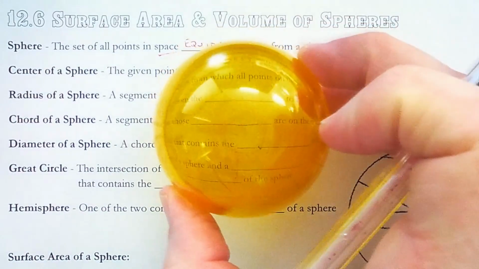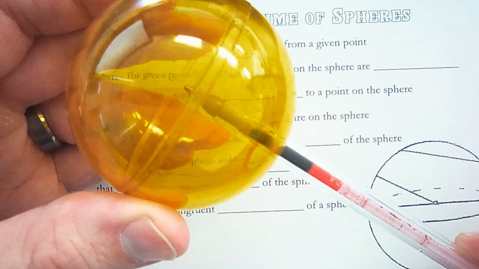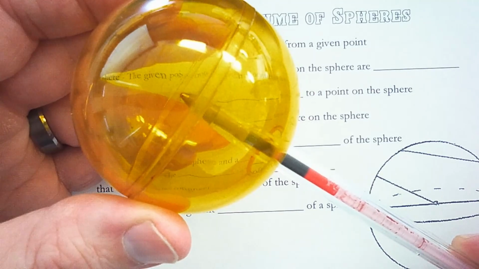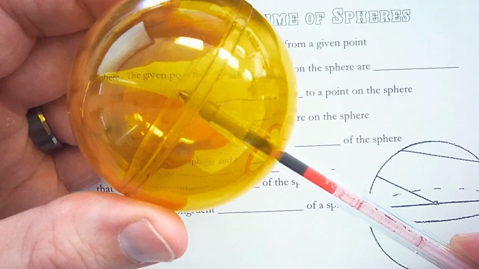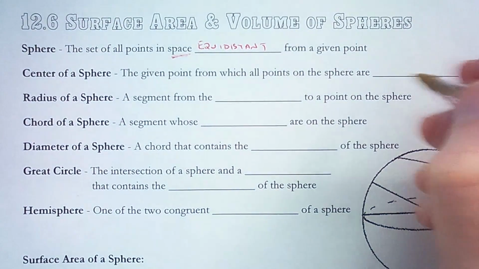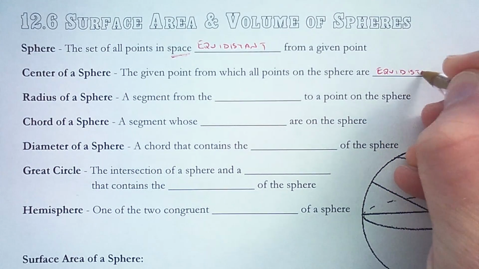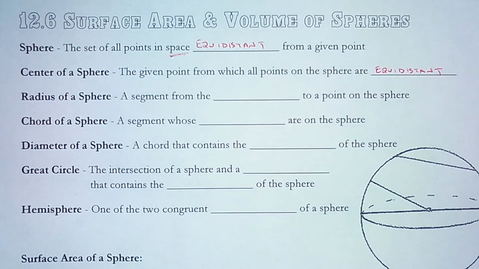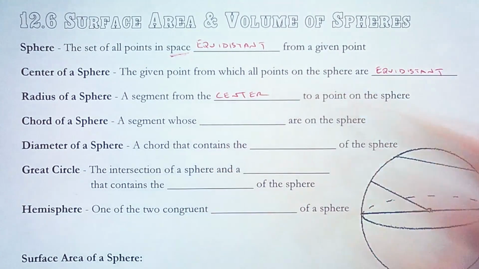So here is a sphere, and if I put my pen in here and put the tip of the pen right there in the middle, then every point on the sphere is exactly the same distance from the tip of that pen. And that means the tip of the pen right now is acting as the center of the sphere. The center of the sphere is the given point from which all points on the sphere are equidistant. A radius of a sphere is a segment from the center to a point on the sphere.